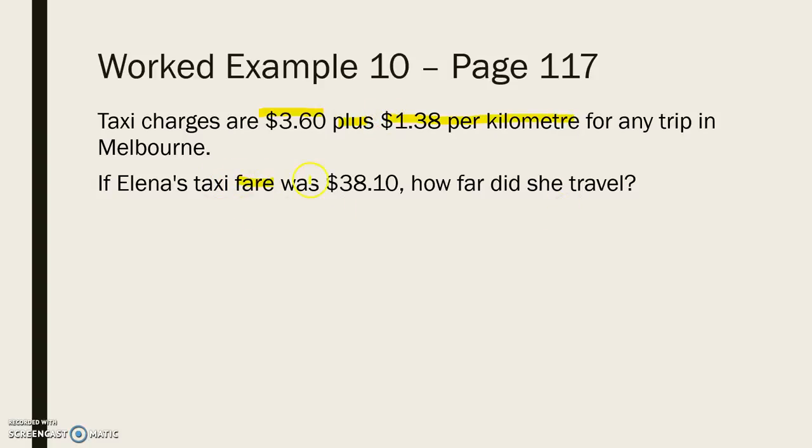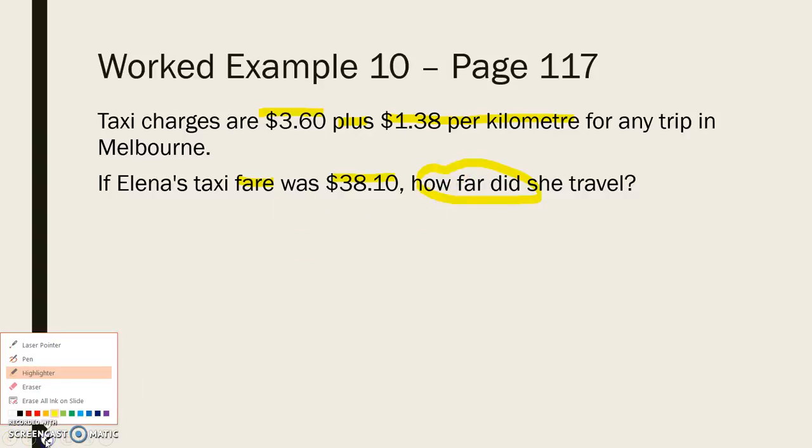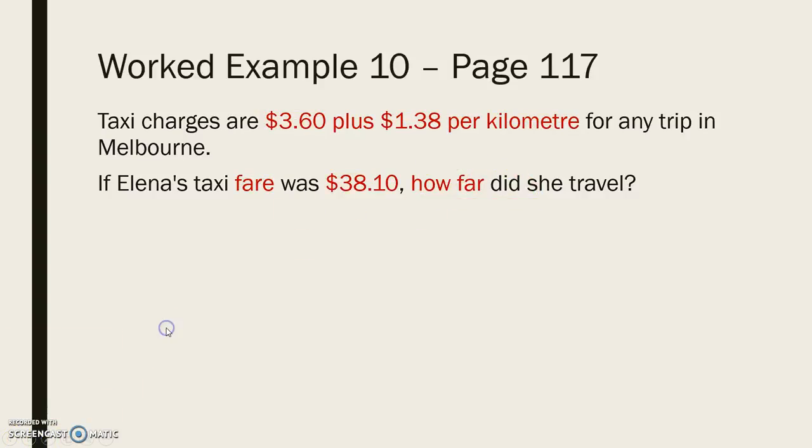The fare was $38.10. What we want to know is this bit: how far did you travel? That's the key. Whatever the question's asking, that's our variable. So let's highlight those bits of information. So how far, that's our first step. Let d or x be the distance travelled. From there we can work it out.